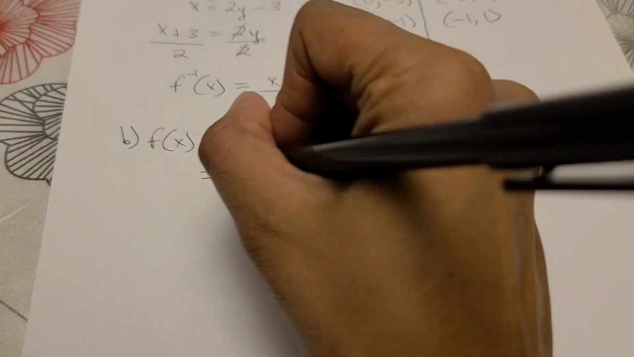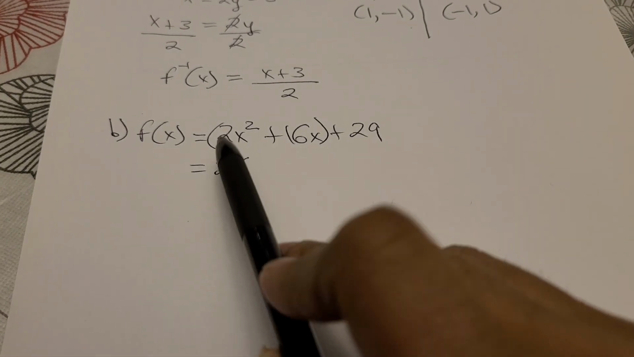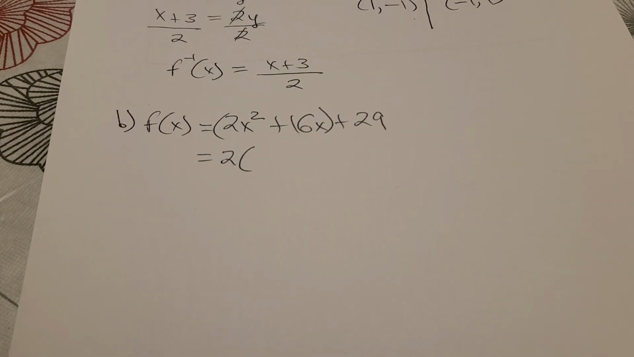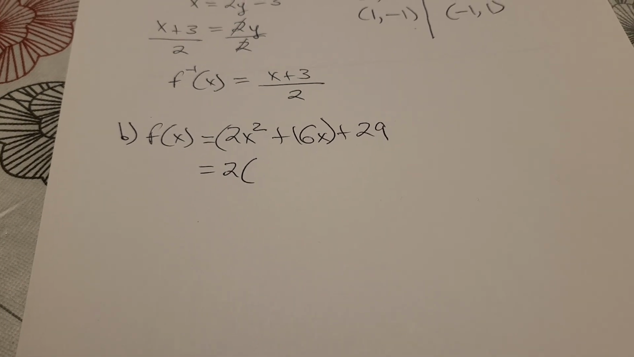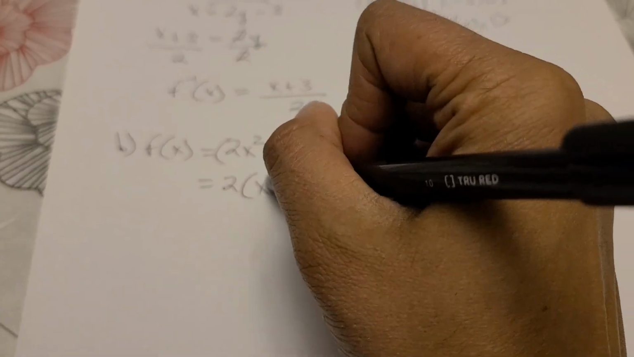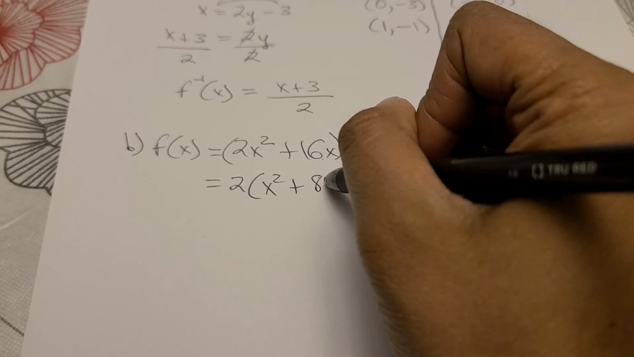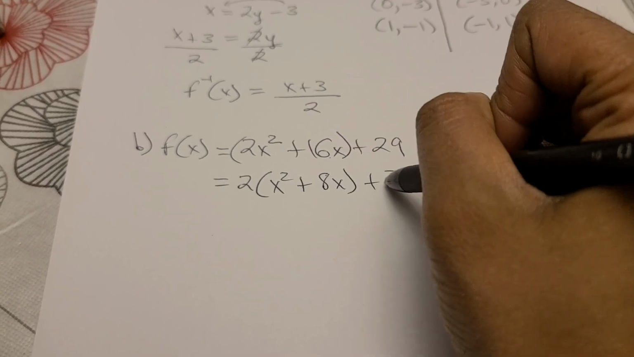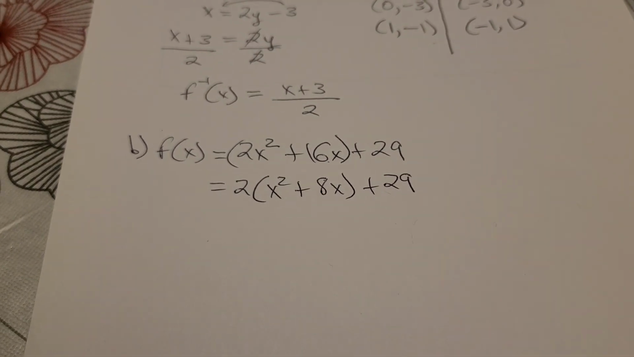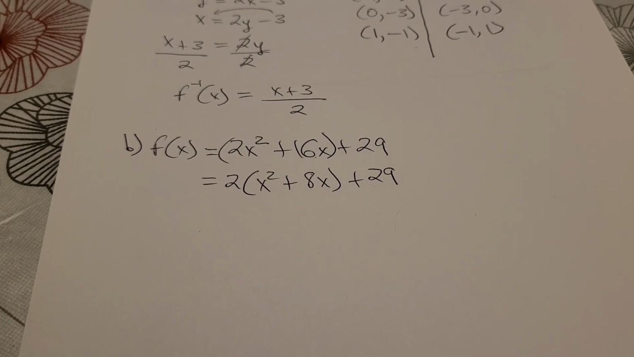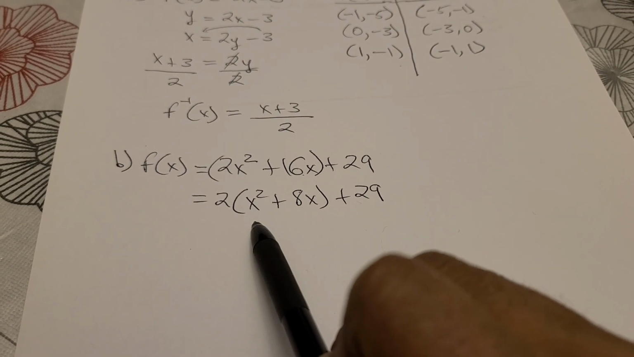If I see something in front of the x squared here, I want to make sure I factor this out. So I'm putting brackets around the first 2 terms here. We're going to factor out the 2, and I'm left with x squared plus 16 divided by 2, which is 8x, close the bracket, plus 29. Okay, does everyone see that? So the x squared has to be by itself, okay?